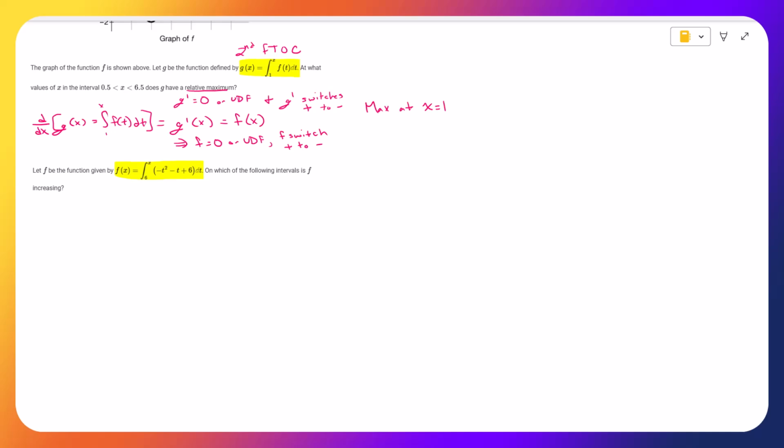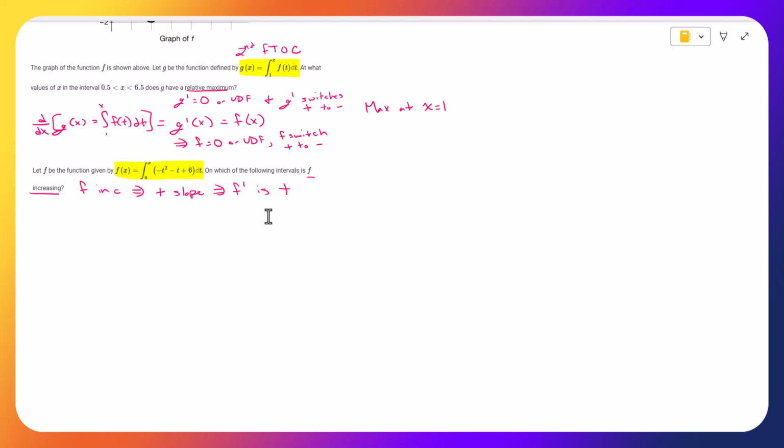Okay, so you should have tried on your own. Well, how do we know when f is increasing? Well, f increasing means we have a positive slope, which means that f prime is positive. So we're looking for where f prime is positive, so we have f of x.